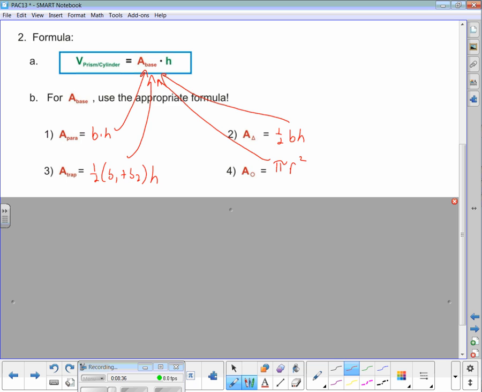So again, you've got to take note of what kind of shape you have. How do you start off a volume of a prism or cylinder? Start with the main formula: volume of prism or volume of cylinder equals area of the base times the height. And then you continue from there.